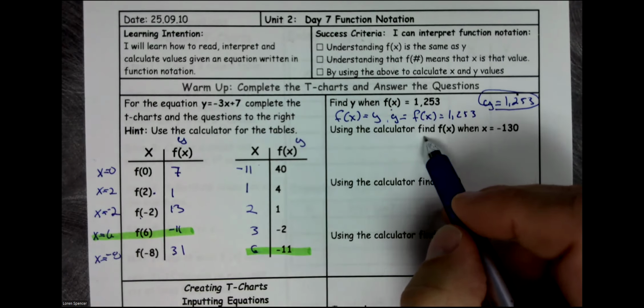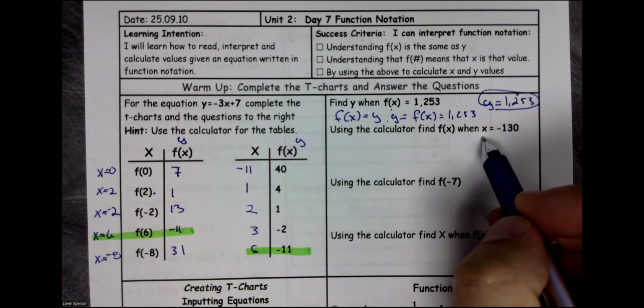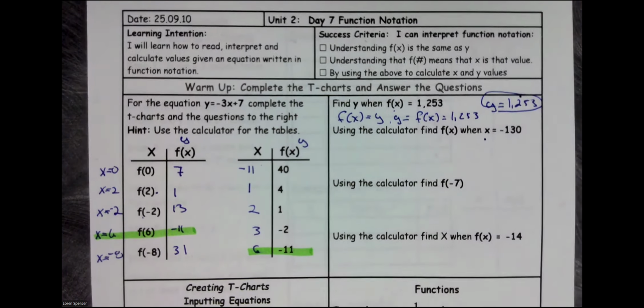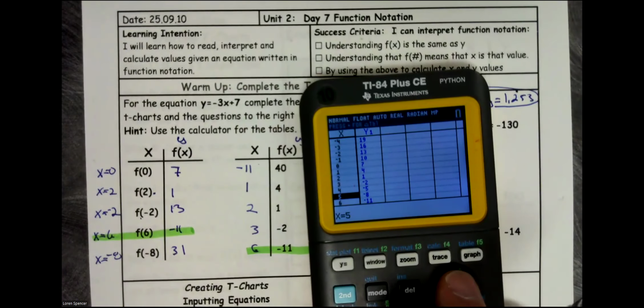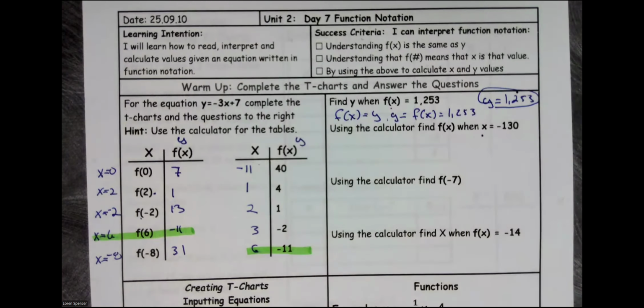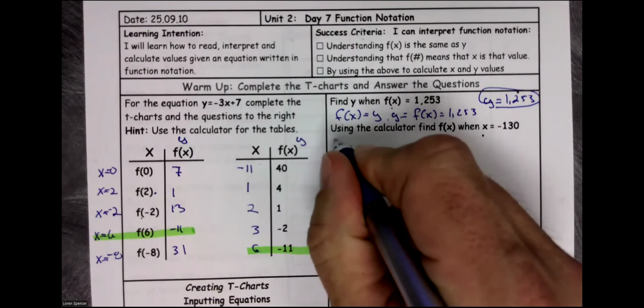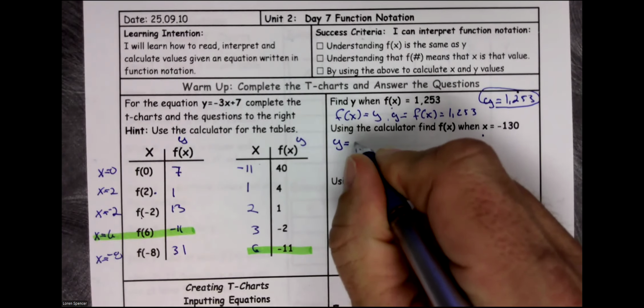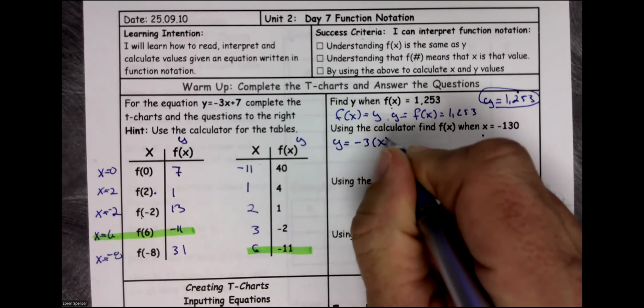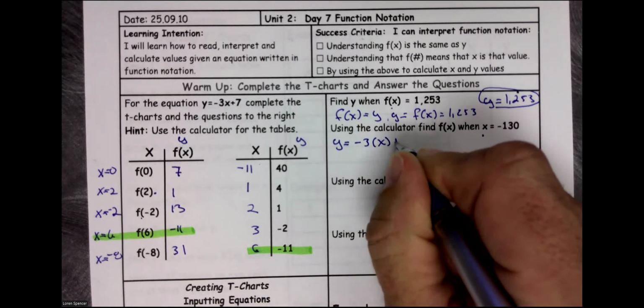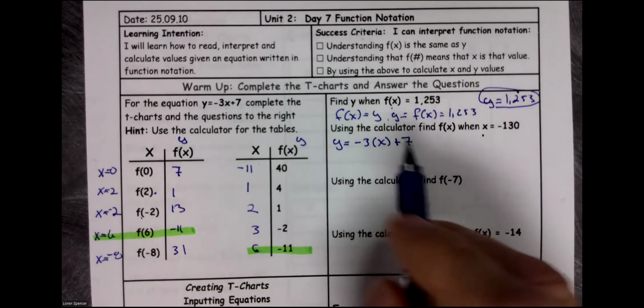Then it says using the calculator, find f of x when x equals negative 130. Well, I could sit there and scroll all the way to negative 130, but that would take a while. So I'm going to use what I know. And what I have is this equation, y equals negative 3. And I'm going to put the variable x in parentheses, and we should do that every single time.